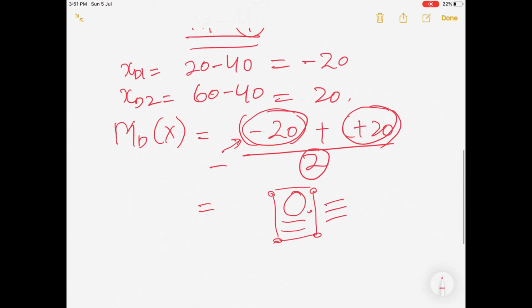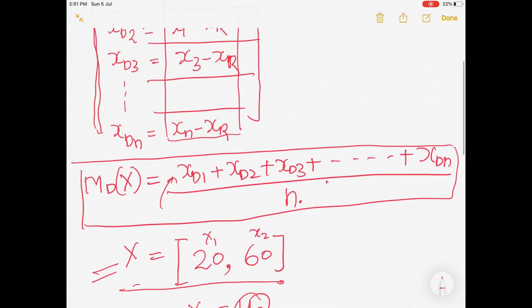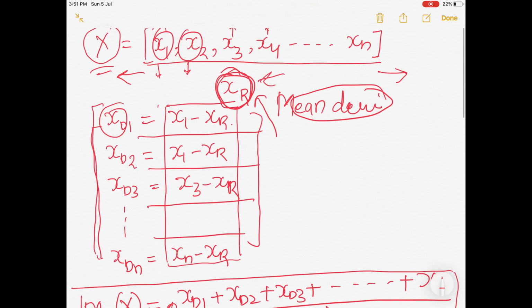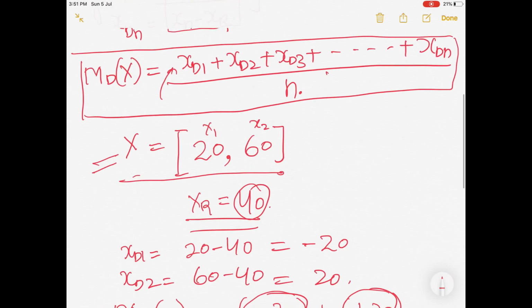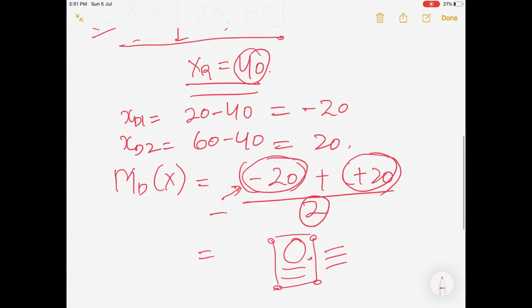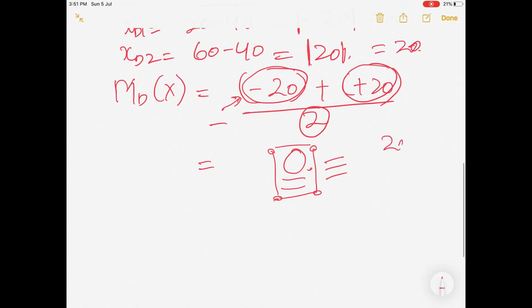So we will calculate the absolute values of these data points. So what is absolute value? For example, we have 20 minus 40, and if we calculate the absolute value, this would always be positive 20. So this is how we can get rid of this problem. The absolute value of minus 20 equals 20, and the absolute value of 20 equals 20. This way we will get 20 plus 20 divided by 2. So the mean deviation of this data X equals 20.